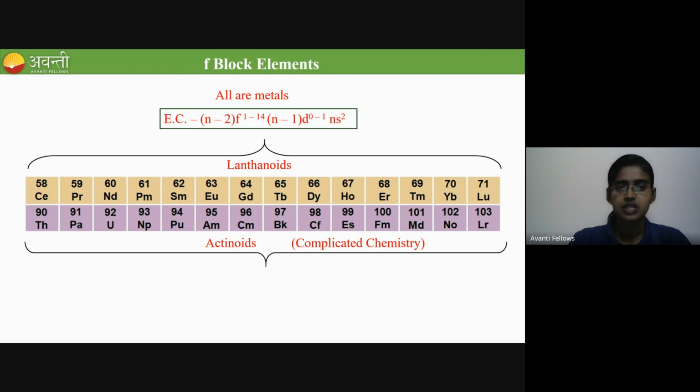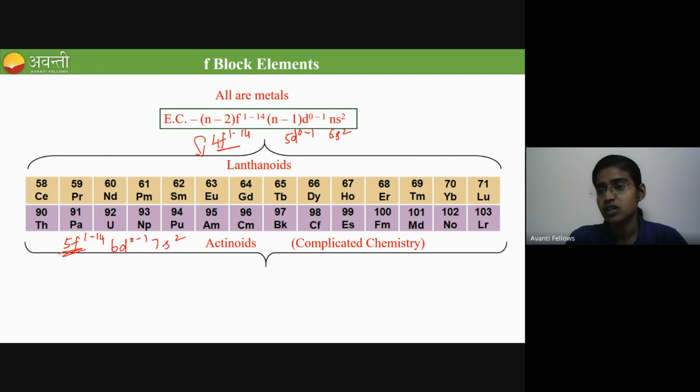Okay, you see here for lanthanoids, the n value will be 6. So 6 minus 1 is 5, right? So 5d0 to 1, and 6 minus 2 is 4, 4f1 to 14. So this would be the configuration for lanthanoids. Whereas in the case of actinoids, it is 5f1 to 14, 6d0 to 1 and 7s2. Okay. For lanthanoids, 4f is getting filled and for actinoids, 5f is getting filled. That's all.